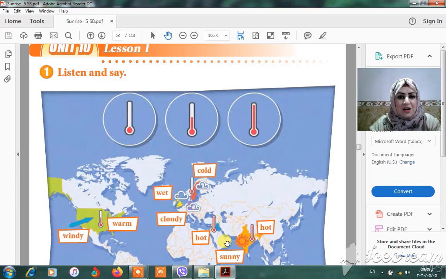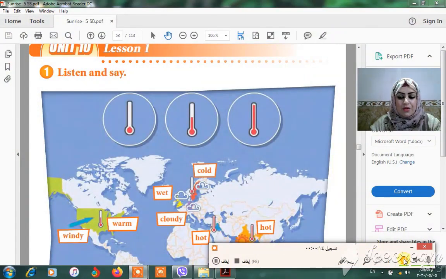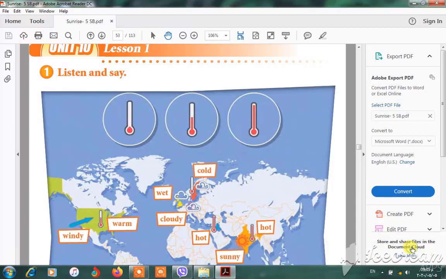Children, let us start with Unit 10, Lesson 1. It's about weather. Okay children, look at the first picture, the second picture, and the third picture. There are different types of pictures.